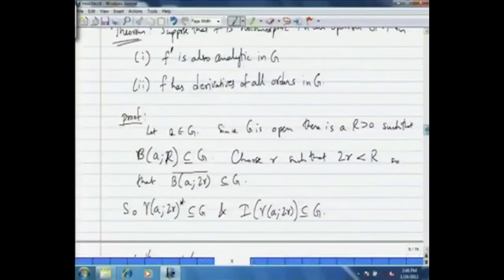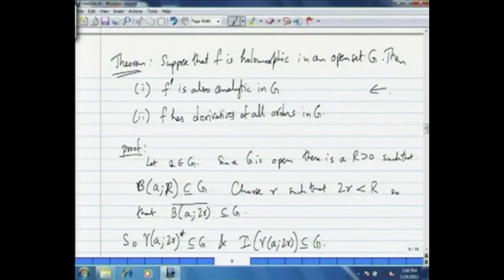Sorry, let me go back. So, this theorem has an easy consequence, which is a partial converse of Cauchy's theorem, and that is called Morera's theorem, and we will see a proof of that next time.